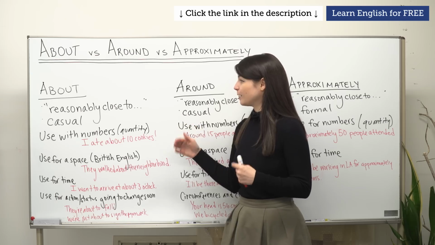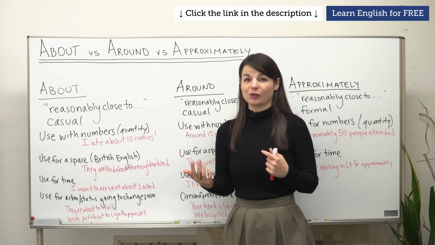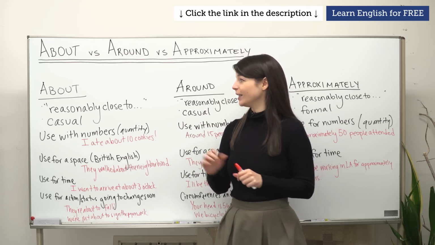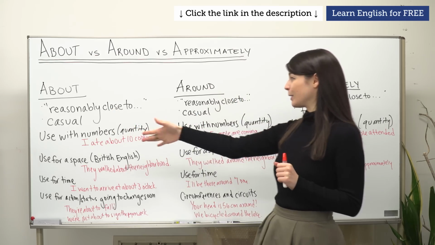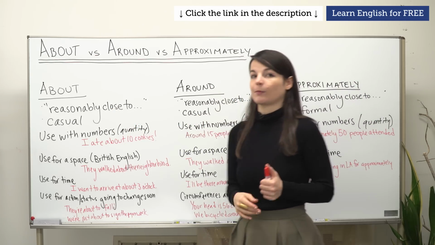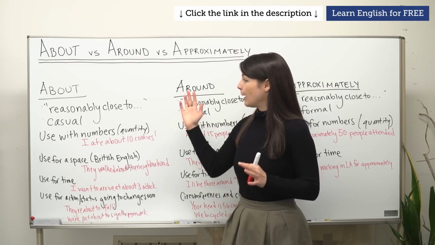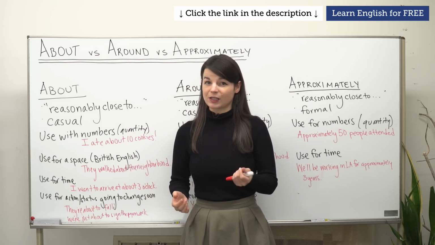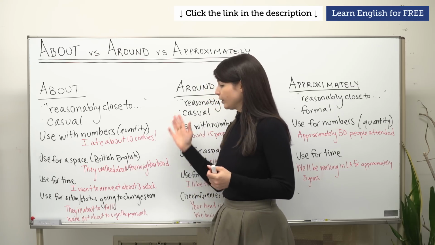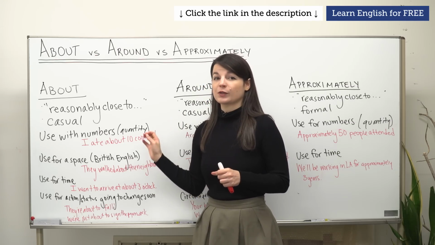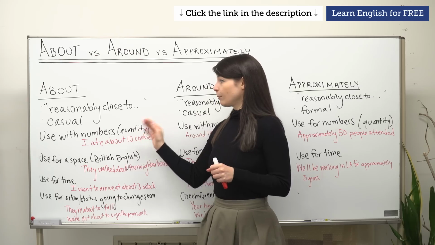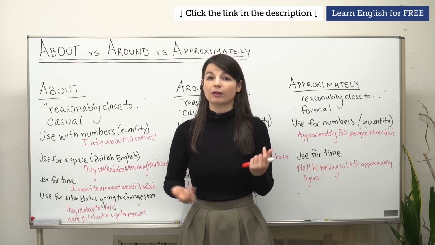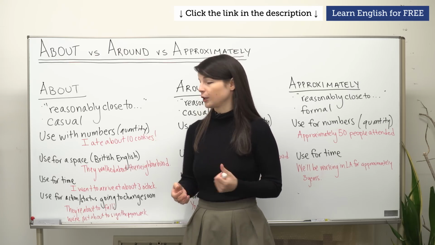About is a word that means reasonably close to. Actually, this is the single point that each of these words has in common. Each word today means reasonably close to, but we'll talk about the details later. So about means reasonably close to, and we use it in casual situations. So I want to talk about a few times when we use the word about. Some of these mean reasonably close to, but I'll also explain some other grammatical functions of this word.